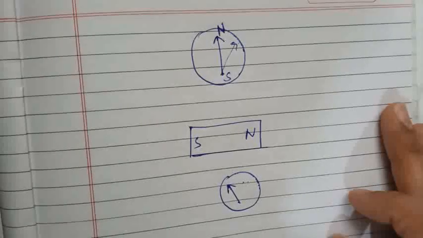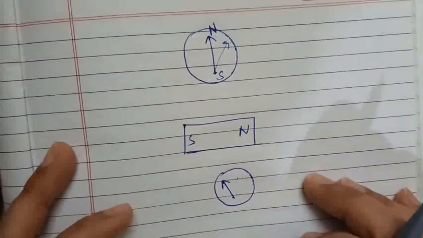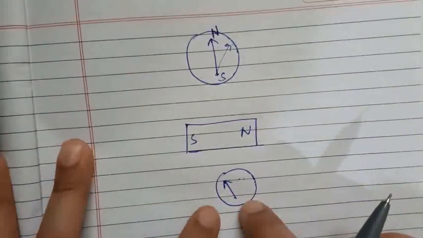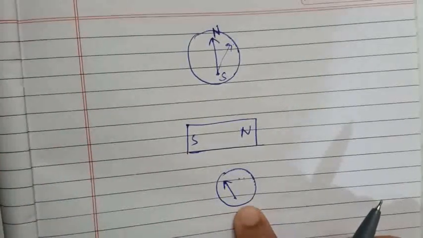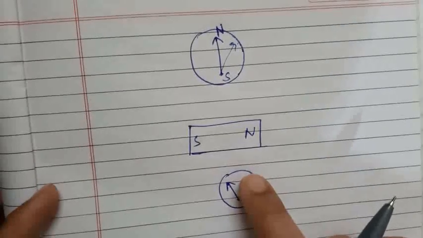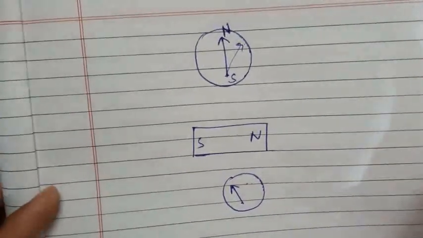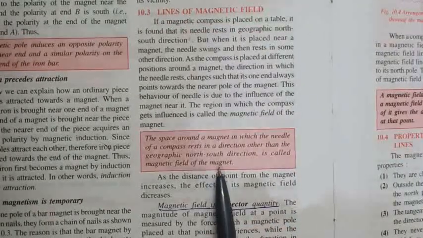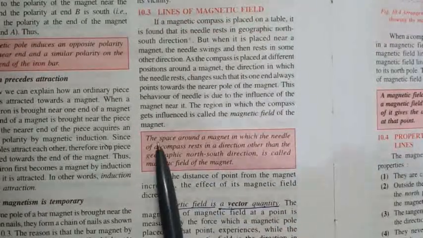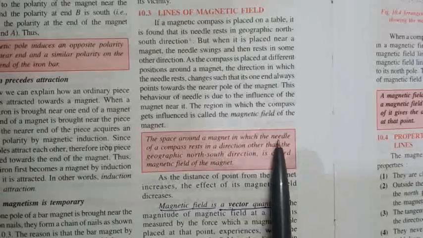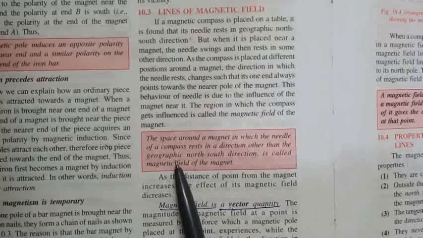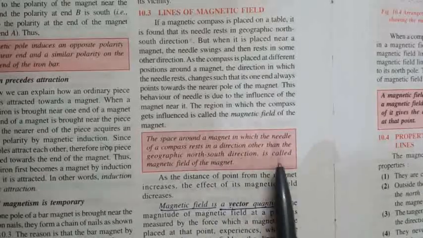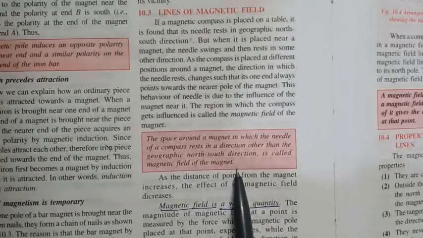So the region in which the magnetic compass needle is influenced, and shows a deflection in its direction, that region is called the magnetic field. This is the definition of the magnetic field of a magnet, which you have to learn. The space around a magnet in which the needle of a compass rests in a direction other than the geographic north-south direction is called the magnetic field of the magnet.